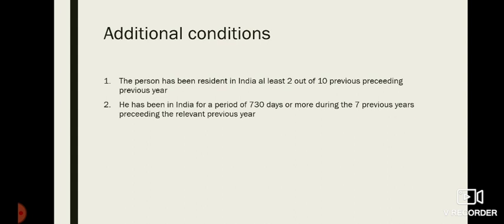Suppose in the first preceding previous year he has stayed only for 10 days. Second preceding previous year he has not stayed at all in India. Third preceding previous year he has stayed for 200 days. Fourth preceding previous year for 300 days. Fifth preceding previous year 200 days. Sixth not even a single day. Seventh not even a single day. That means the number of days of stay in India need not be continuous. So, out of 7 preceding previous years he has to be in India for 730 days or more. That is the second additional condition.